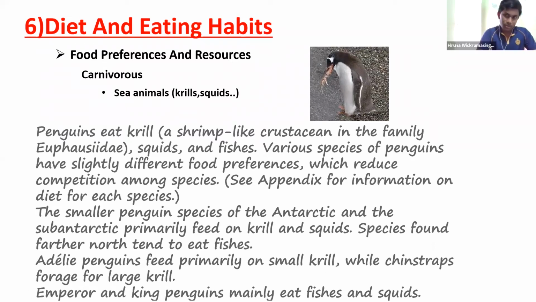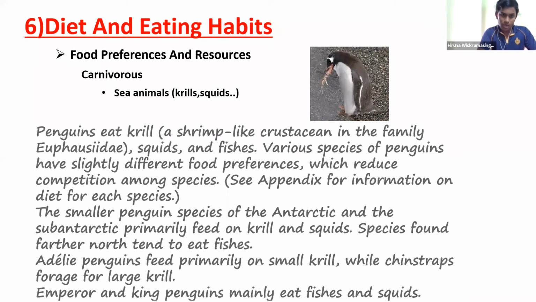Finally, let's know about diet and eating habits of penguins. Let's take this topic first, food preferences and resources. Penguins are carnivores. Penguins eat krill. Krill is a shrimp-like crustacean in the family Euphausiidae. And krill and squids and fishes. The various species of penguins have slightly different food preferences, which reduce competition among species.